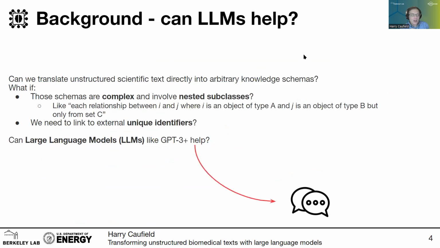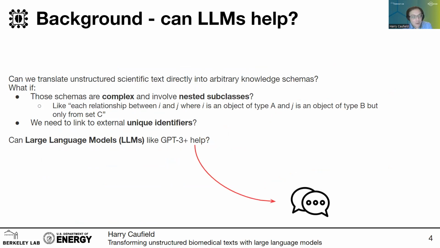Now, many of these methods may still be very effective for some use cases, but I'm going to focus on the use case of how do we translate unstructured scientific text directly into an arbitrary knowledge schema. So these schemas might be complex and involve nested subclasses, and you may have some classes that are one particular type and other classes that are other types, and then you want to know the relationships between them. So it gets to be pretty complex.